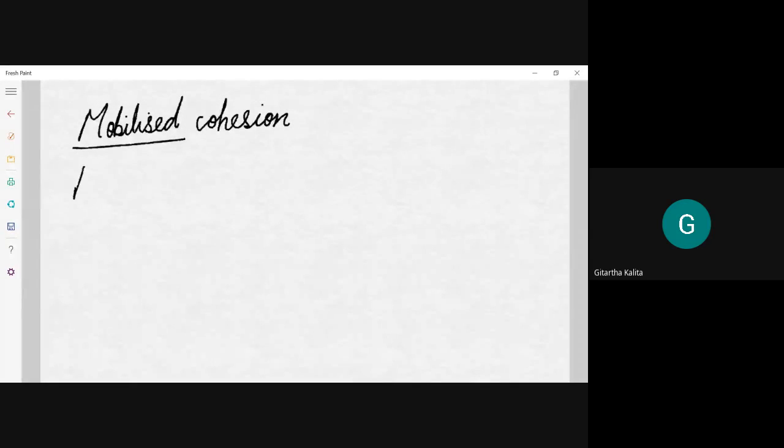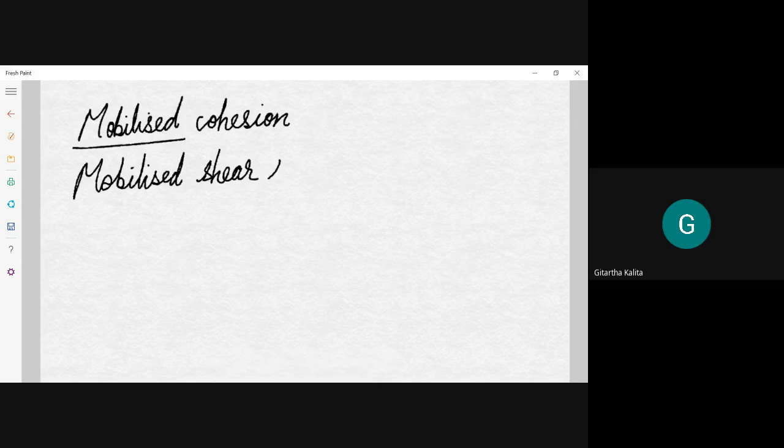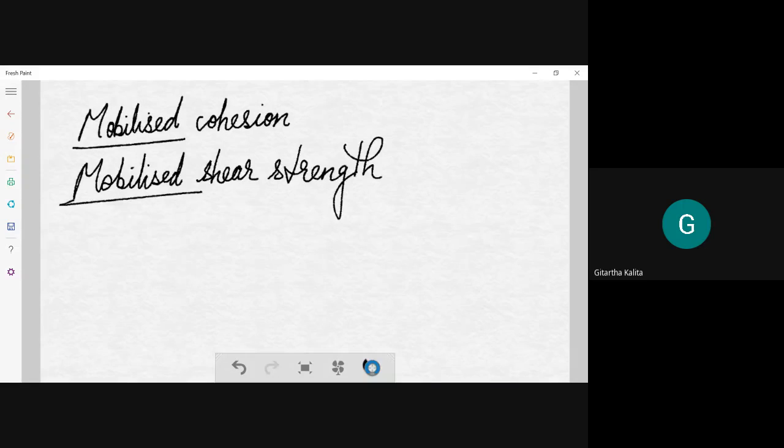Sometimes you will also hear the term mobilized shear strength. This question also comes in competitive examinations. What is mobilized shear strength? Generally in MCQs, multiple choice questions, they give you four options, and you have to mark the correct one.